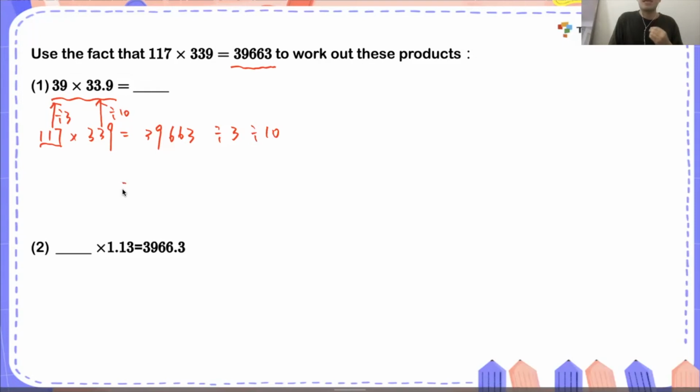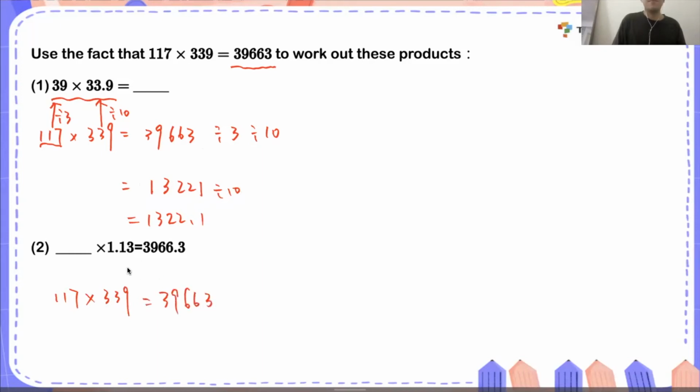And what is the result? Okay, with the first step, we just do the division, that is 13221, and we divide by 10, that should be 1322.1. Okay, great. And how about the next part? For the next part, we should keep our original multiplication to help us find the answer. And first, we observe our result, our product. How did this product change? We just divide by 10, right?